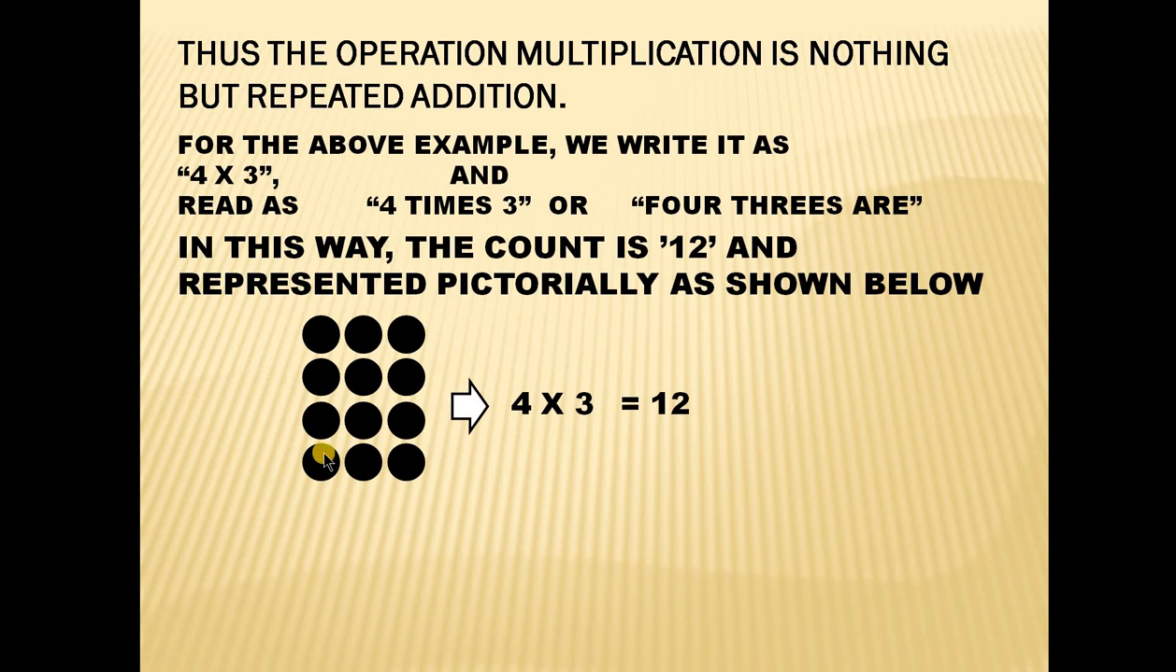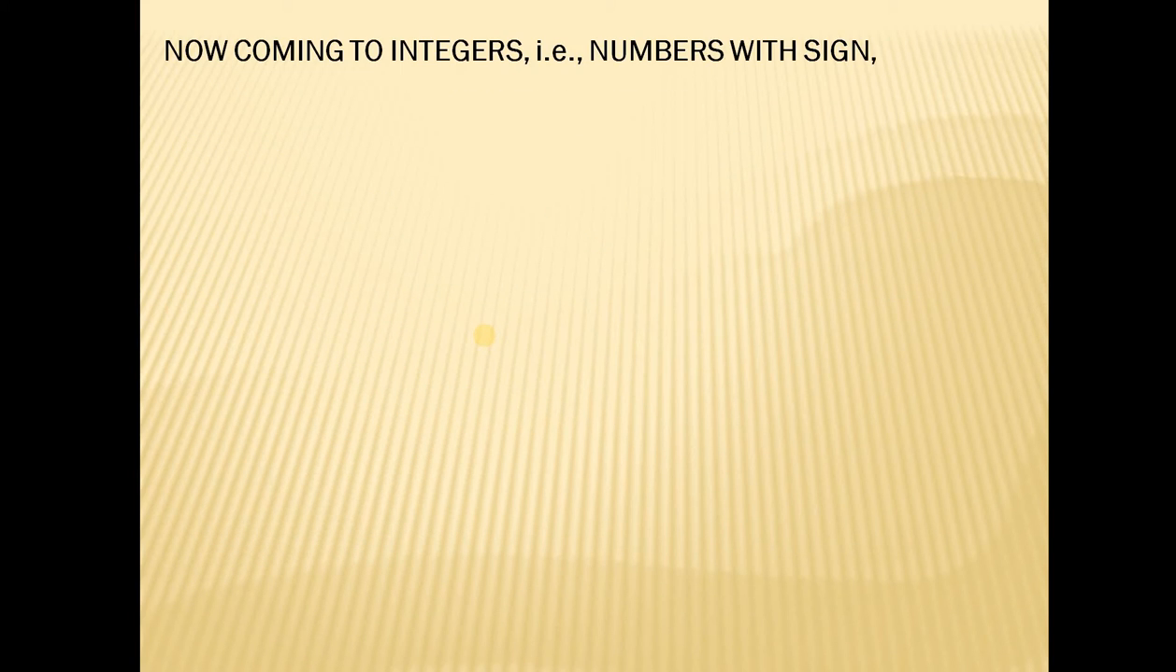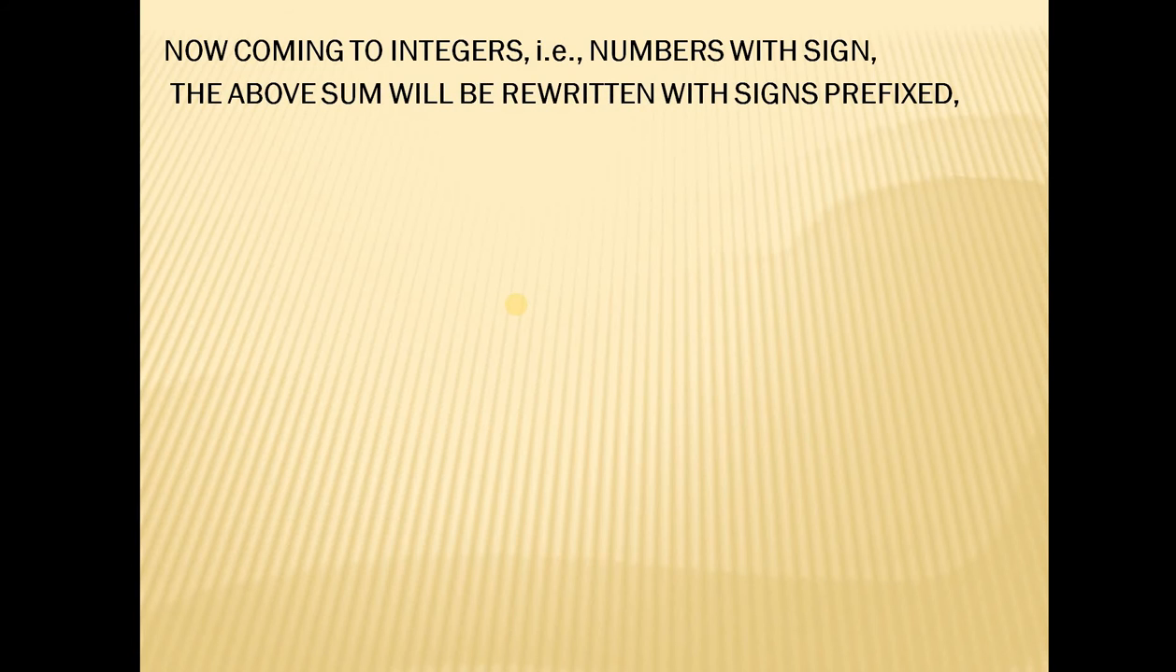So after multiplying, you will be putting it in the form of a rectangle with 4 rows and each row containing 3 balls, black balls, which is this. This is all known to you. This is how multiplication in whole numbers is interpreted in your lower grades. Now we are in the set of integers. Integers means numbers with sign. So how will we redefine multiplication in terms of integers?